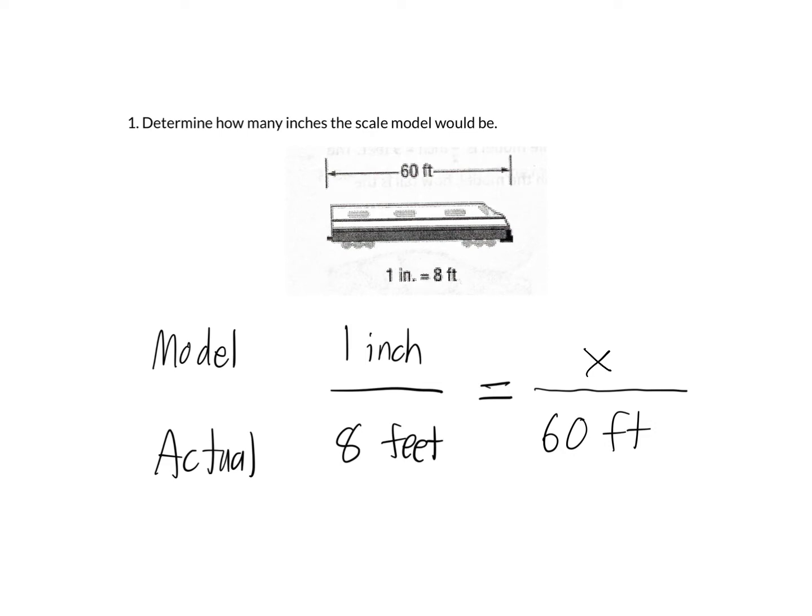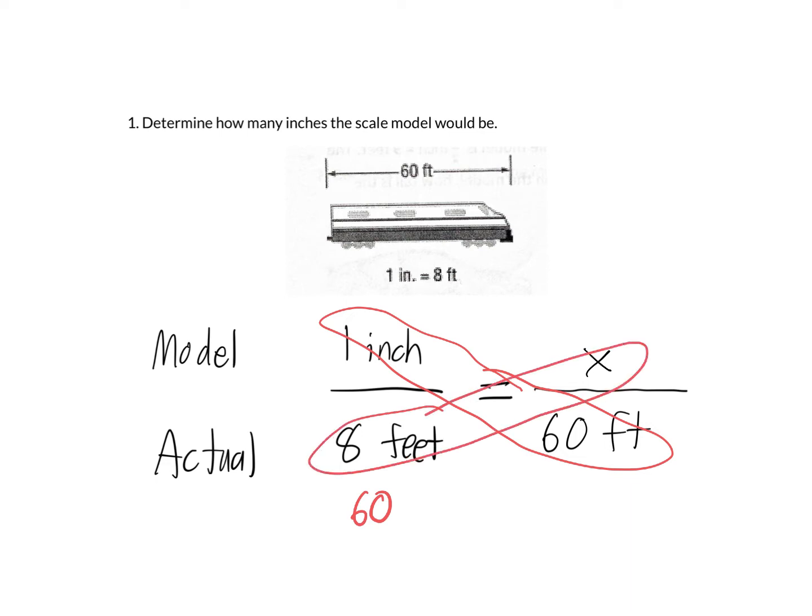So now we're going to go ahead and solve the proportion by using cross multiplication or butterflying. And we're going to get 1 times 60 is 60, and 8 times x is 8x. This is a one-step multiplication problem. I'm going to divide both sides by 8 to get x by itself.